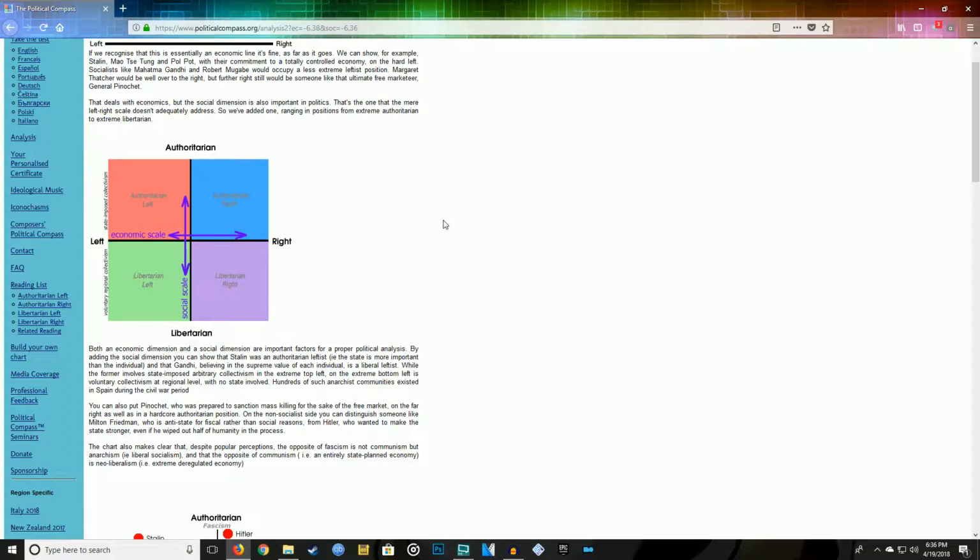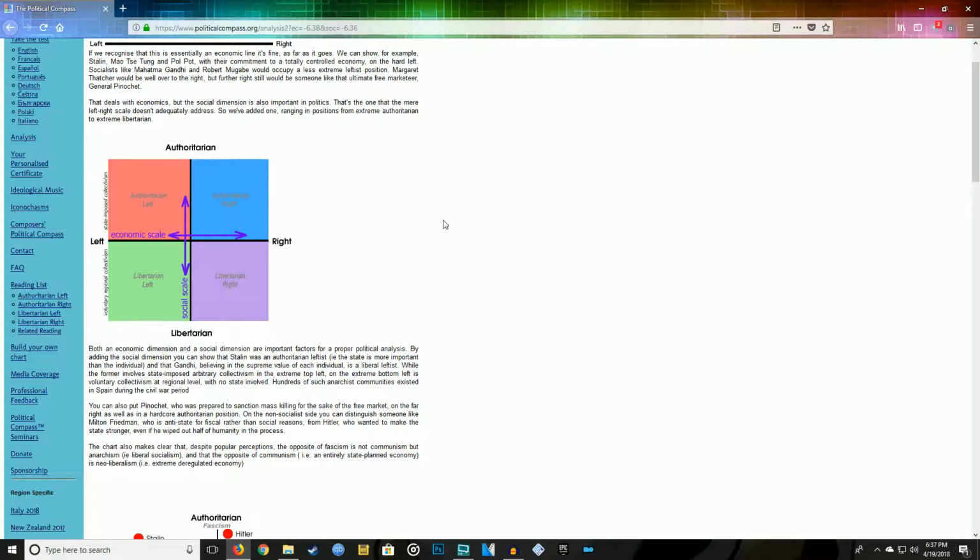By adding the social dimension, you can show that Stalin was an authoritarian left, i.e., the state is more important than the individual, and that Gandhi, believing in the supreme value of each individual, is a liberal leftist. While the former involves state imposed arbitrary collectivism in the extreme top left, on the extreme bottom left is voluntary collectivism at a regional level with no state involved. Hundreds of such anarchist communities existed in Spain during the Civil War period. You can also put Pinochet, who was prepared to sanction mass killing for the sake of the free market, on the far right, as well as in a hardcore authoritarian position.